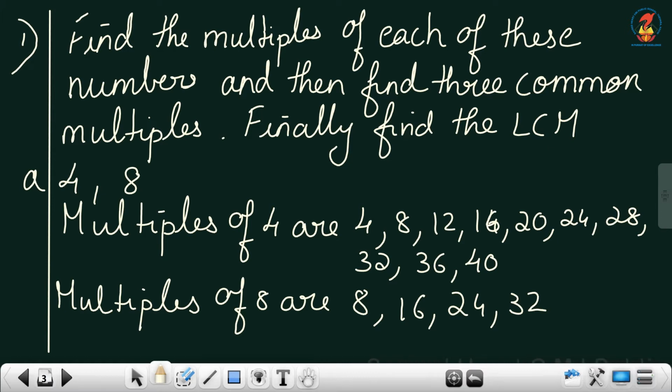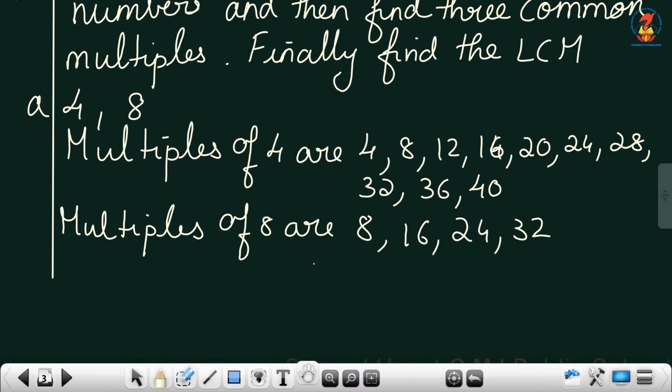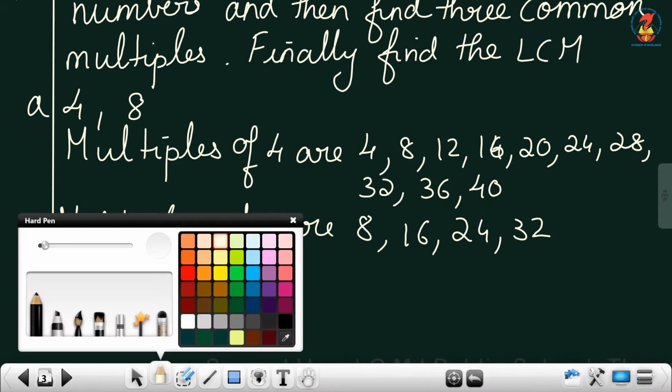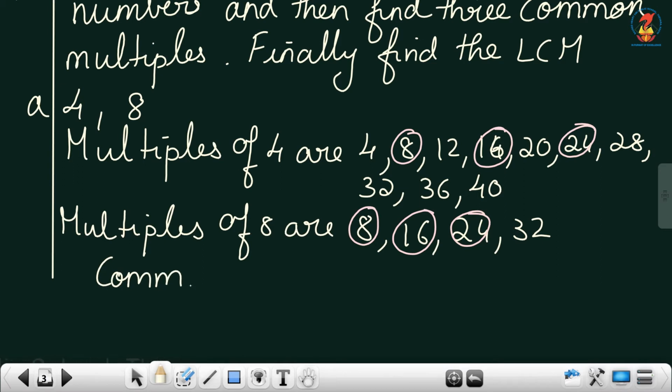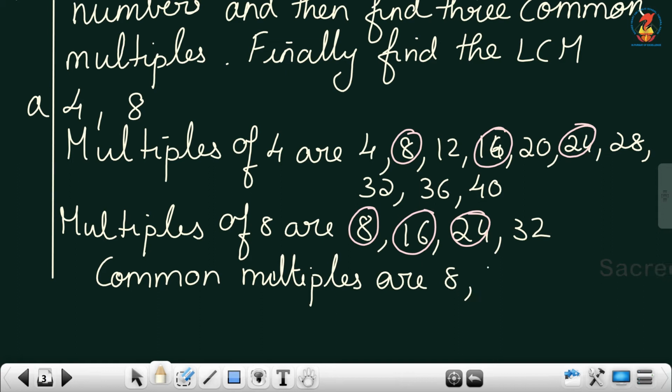We need only the first three common multiples. So, which are the common multiples, children? First one is 8, second one is 16 and the third one is 24. So you can write common multiples are 8, 16 and 24. They have asked you only the first three common multiples.